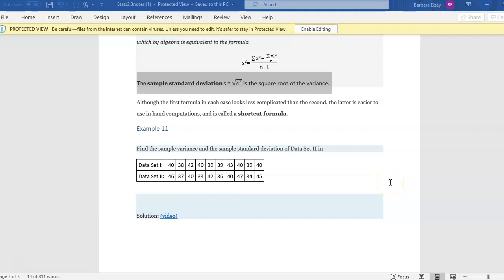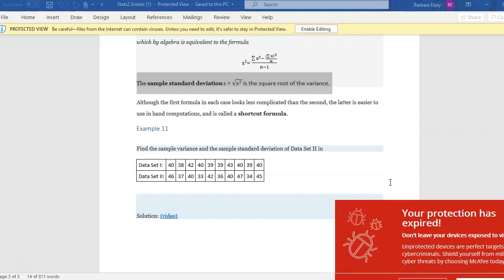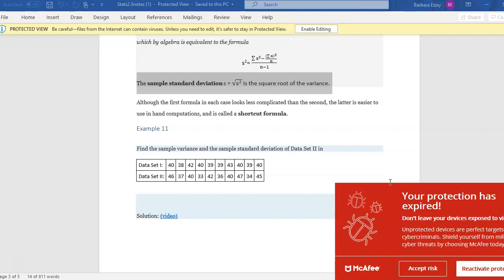In example 11, we're going to find the sample variance and the sample standard deviation for the data in set 2 in this table right here. So for this data right here in the second row. Let's notice that our variance formula is right here, and then the standard deviation is just the square root of that variance.